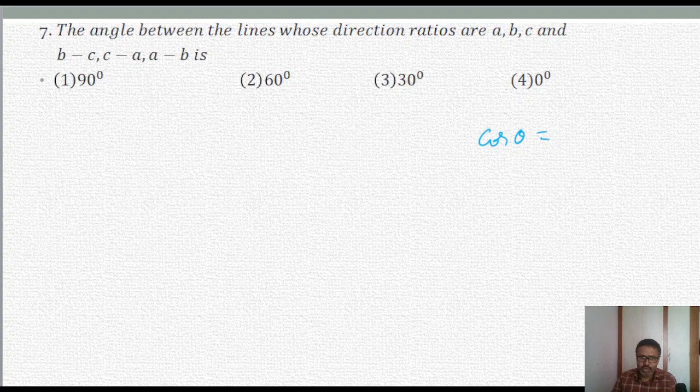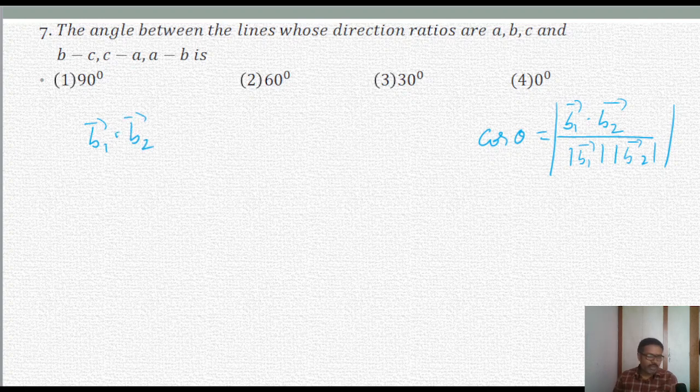Now as we are talking about the direction ratios of lines, we can go with the formula b1 dot b2 divided by magnitude of b1 into magnitude of b2. Whenever we solve these kinds of questions, we first find b1 dot b2. Why? Because if we get 0 for b1 dot b2, I can conclude these two lines are perpendicular. If I don't get 0, I will definitely have to find the magnitudes of b1 and b2 to find the angle between these two lines. So let us first find b1 dot b2.